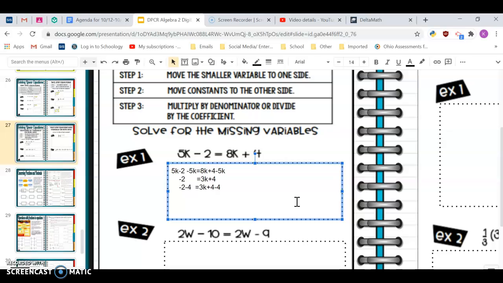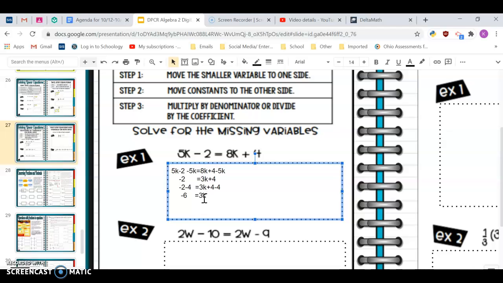So if I do that on the left side, we got negative 2 minus 4. That gives me a negative 6. And then on the other side of the equal sign, I'm just left with 3k, because 4 minus 4 is 0.